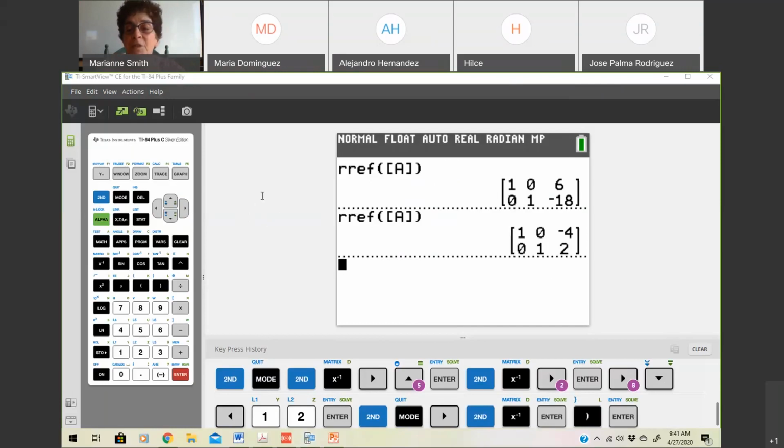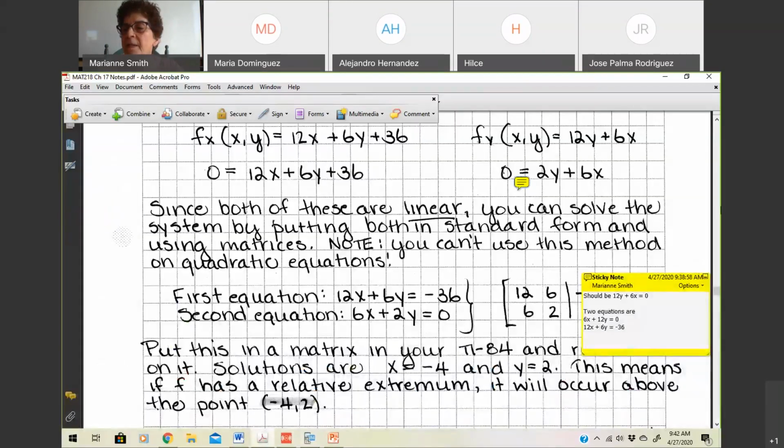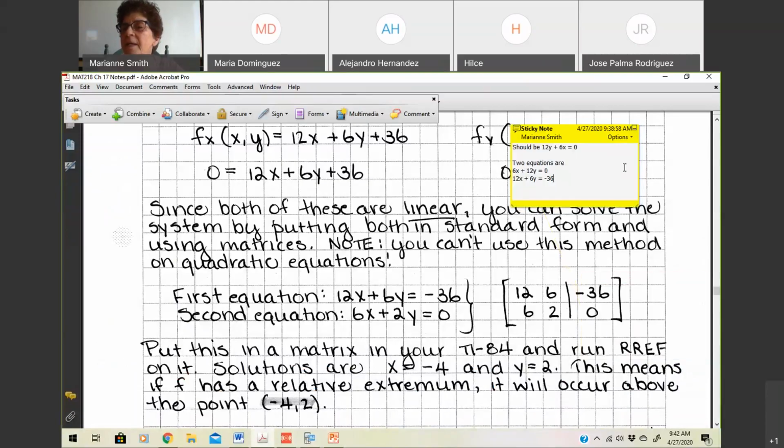I want you to make sure you're not getting confused because I made a typo. Everybody understand what I did? I'll fix the notes so they make sense. Anybody got any questions at this point? Everybody all right with this? All right, let's go back to the notes. Again, I'll push this sticky note away.